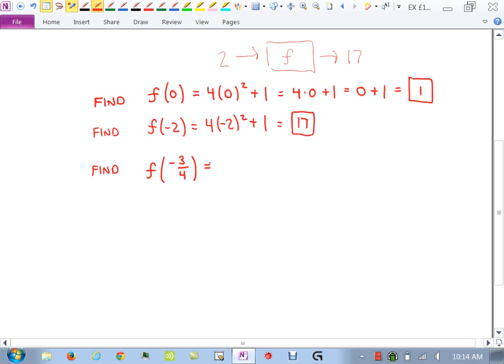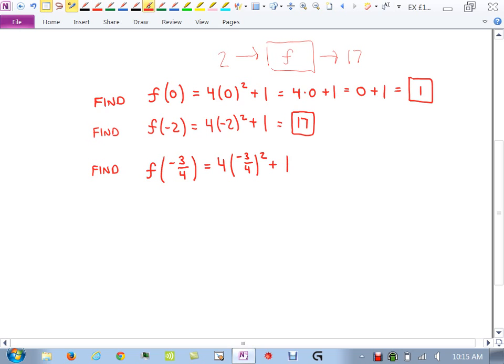We can plug a fraction in, right? Should we just avoid those completely, or what? So I take my 4 in parentheses, -3/4 squared plus 1. Now that means you need to square -3/4, right?